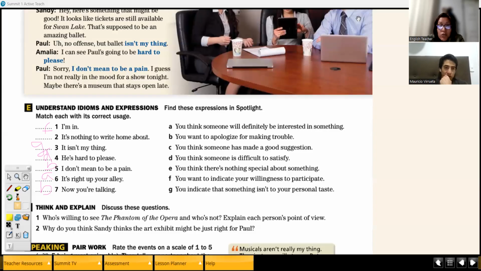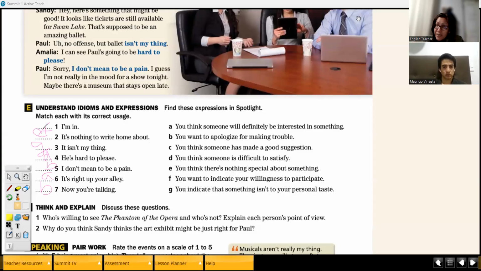Letter number E. 2, it's letter E. "Nothing to write home about." When you say this phrase, it means that it's too boring. It's something that is not interesting. So after the situation, you don't have to talk about it. So something that I think is very common is using "I'm in" and "it isn't my thing."